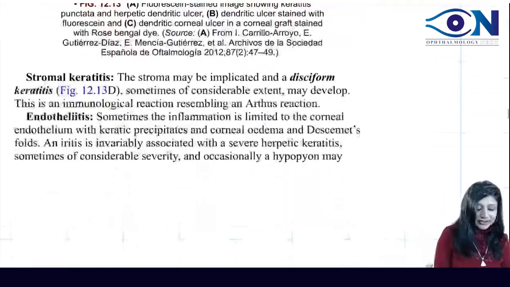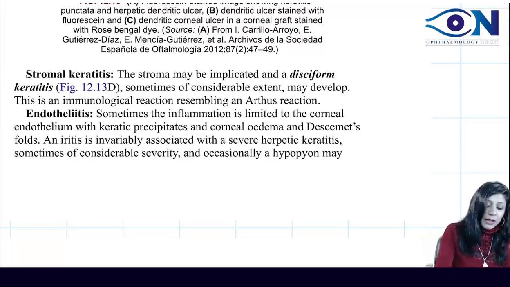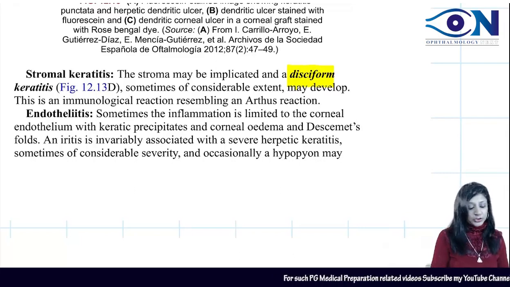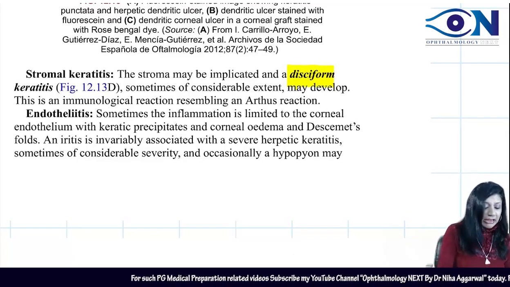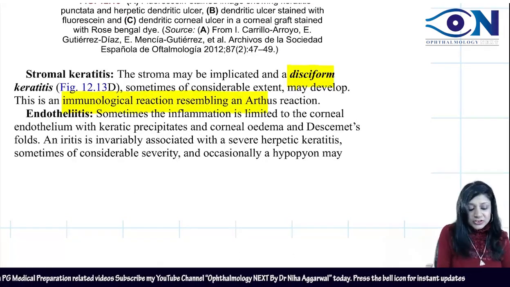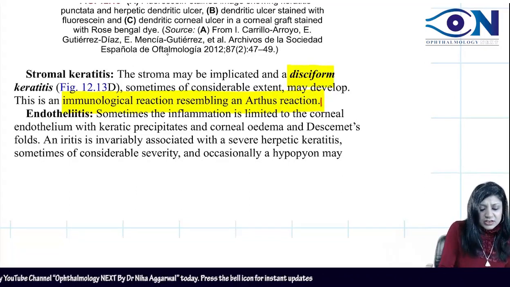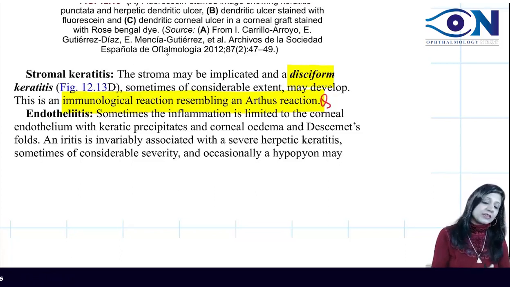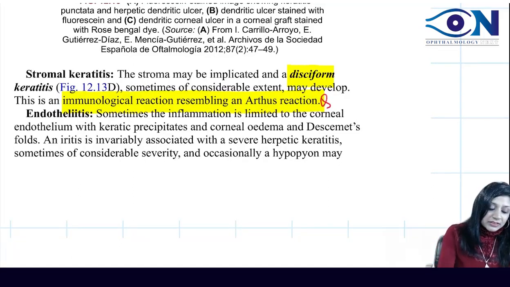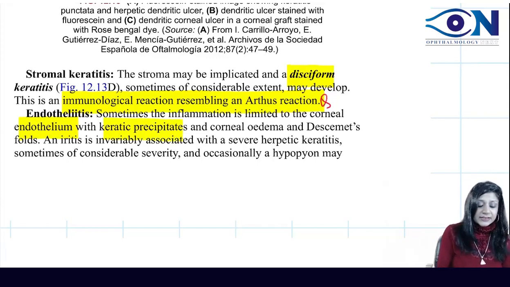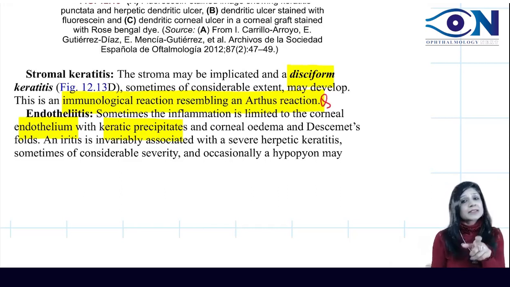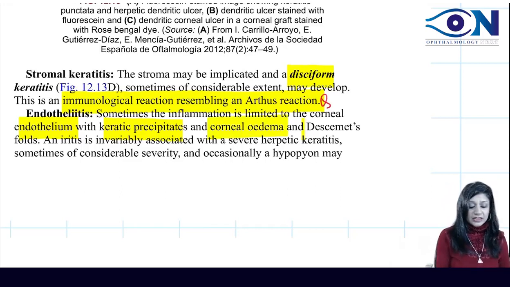In the stromal keratitis, as I told you, in the stroma they are coming up with the disciform keratitis. We have coin-shaped areas. And this is an immunological reaction which resembles the Arthus reaction. This is a direct question which can be asked. And finally, it can also present with endothelitis. Endothelitis means what is happening? The inflammation is limited to the endothelium. We can have keratic precipitates. And because it is affecting the most vital layer where the sodium potassium pump is there, it can result in corneal edema as well as Descemet's folds.